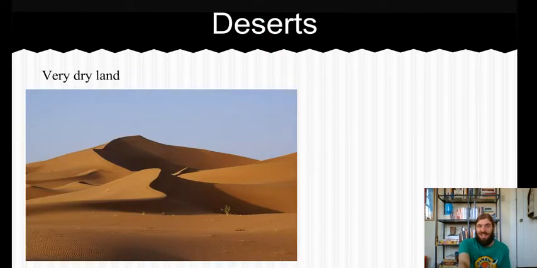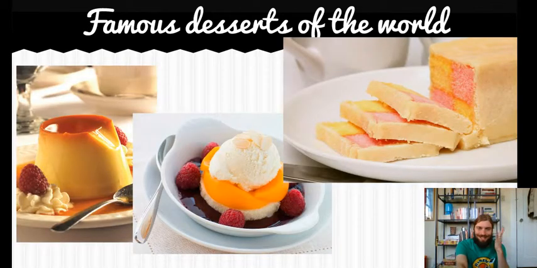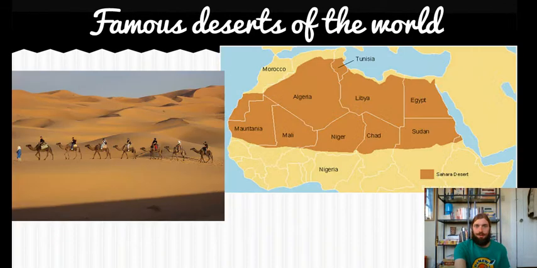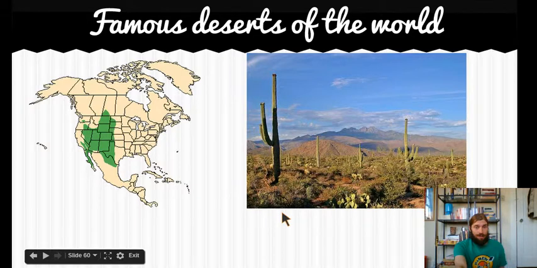A desert is very dry land. So let's look at some famous deserts of the world. It says desserts again. No, not desserts. Deserts. Thank you. Famous deserts of the world. So this is the Sahara Desert in northern Africa. Very large, very dry. We also have deserts in the United States. This map shows you where in the United States you can find deserts.